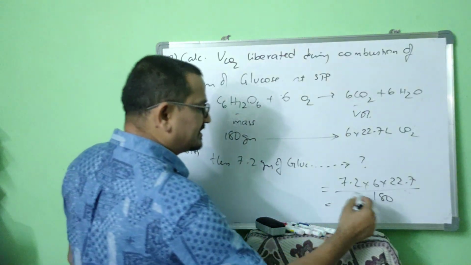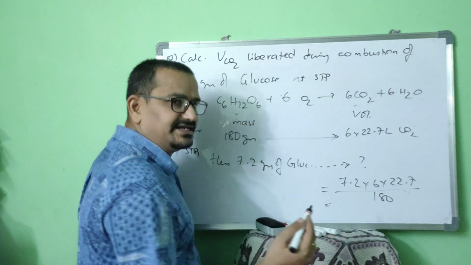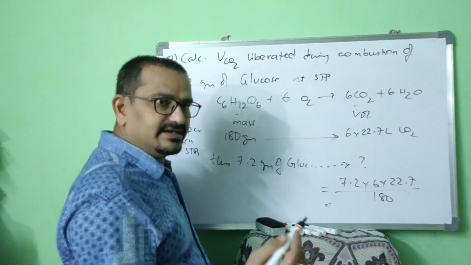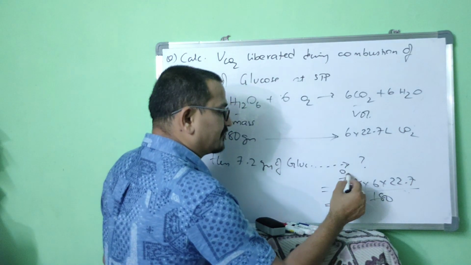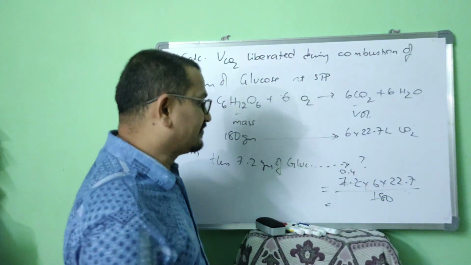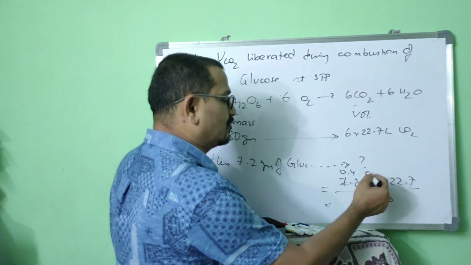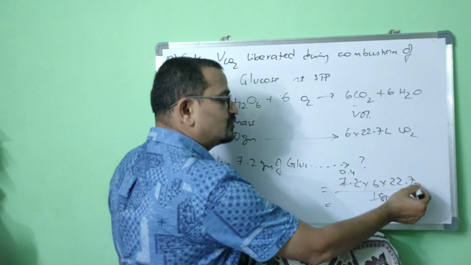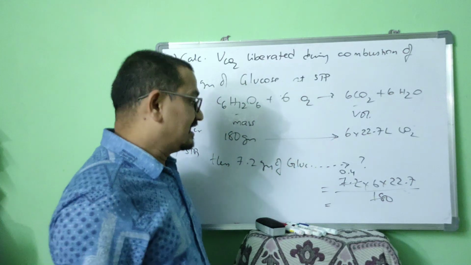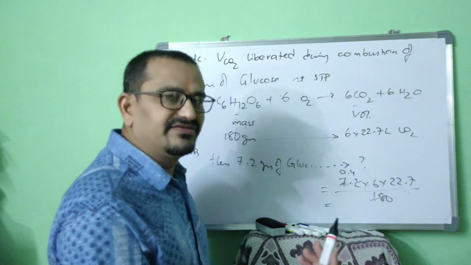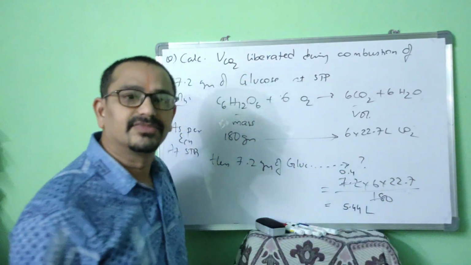Approximately, we can make the calculation simpler. 7.2 into 6 over 180 is 0.24. So 2.4 into 2.27, approximately. Like that, 25 into 25 is 625. Approximately it will be around 5.44 liters.